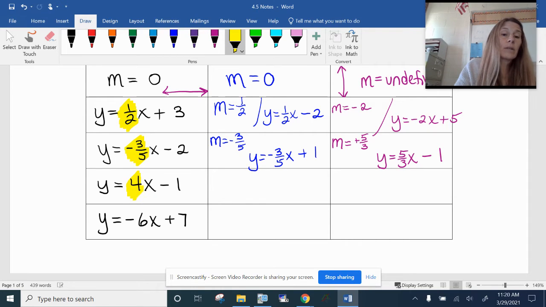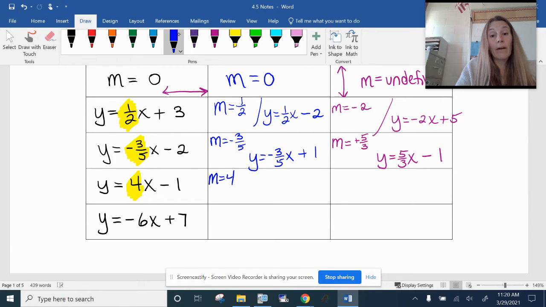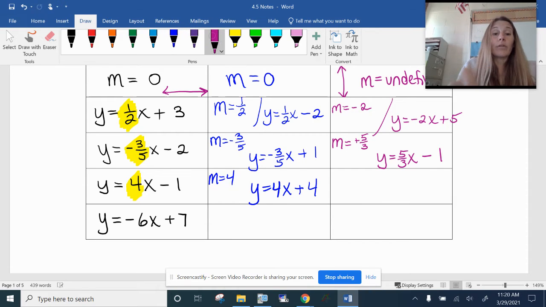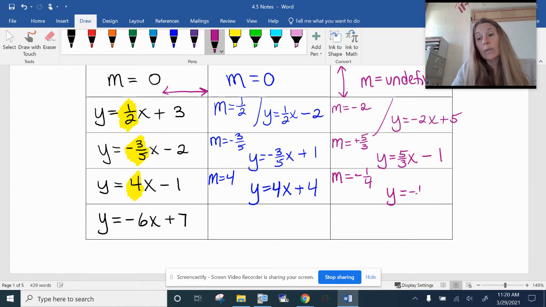Okay, now the next one, the equation here has a slope of 4. So if I'm going to write the equation for a parallel line, it's also going to have a slope of 4, but it's going to have a different y-intercept than this here. And if I'm going to write the equation of a line that's perpendicular to this one, my slope would have to be negative 1/4 because that's the opposite reciprocal. And then my equation would be y equals negative 1/4 x, and then I could put any y-intercept value that I want here.